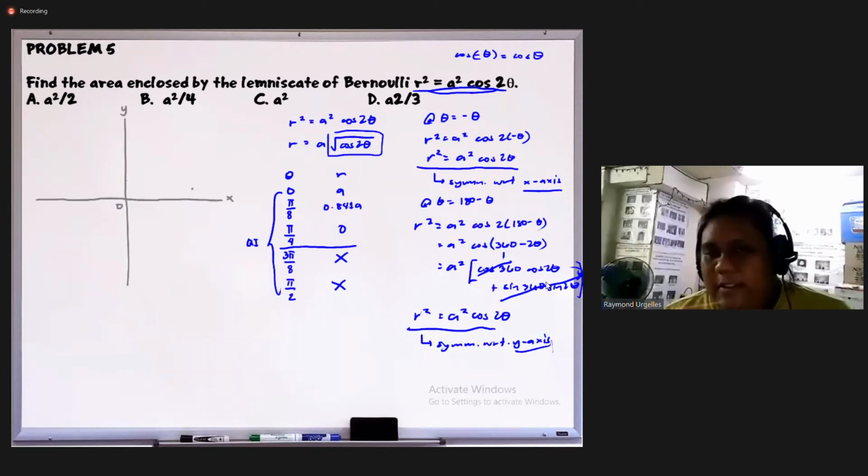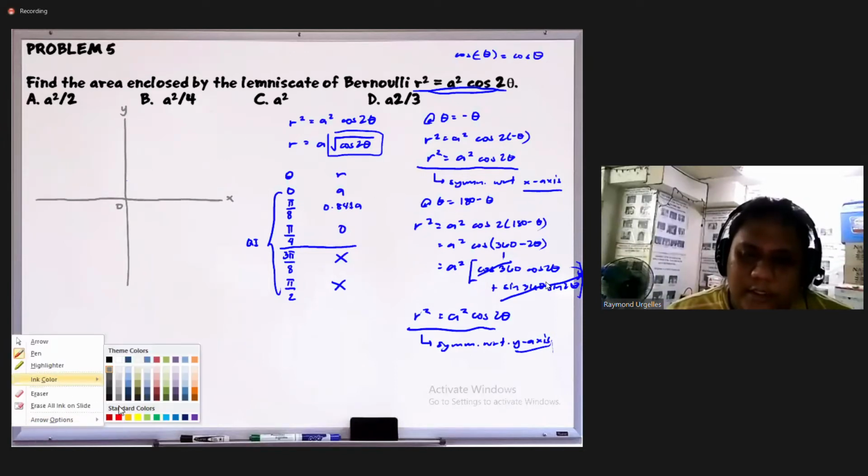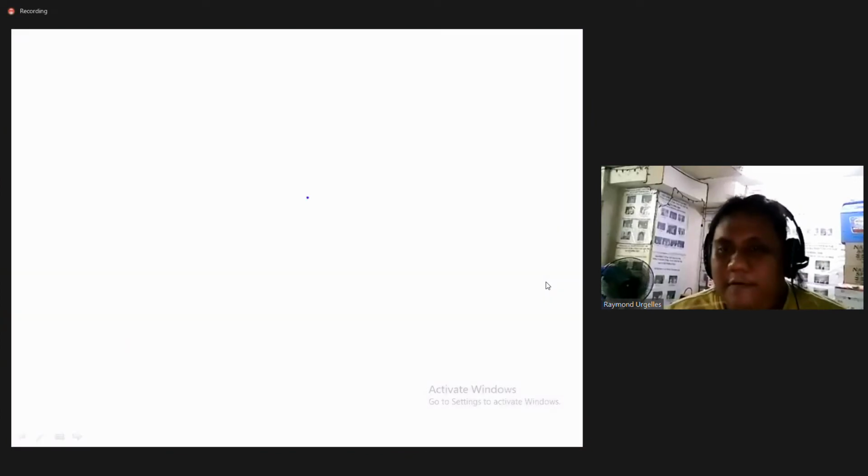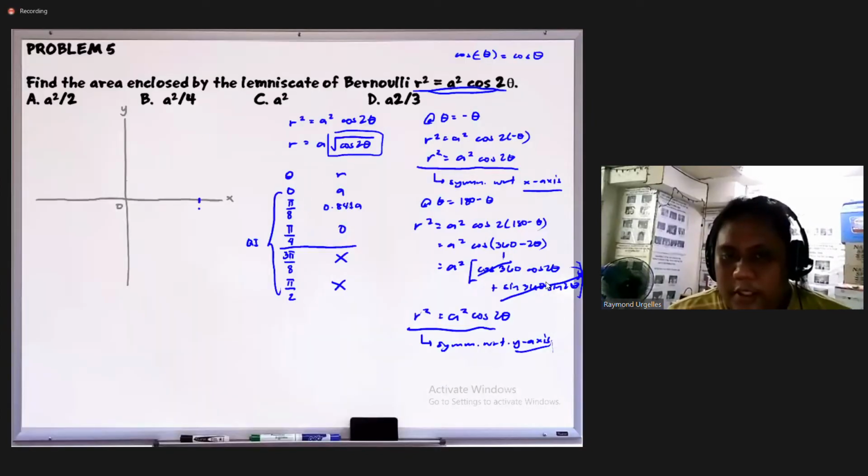So now, let's try to graph. Okay, you have read our polar curve. So again, what are our points? So given here, we have 0A. Let's consider this as A. So this is one of our points.